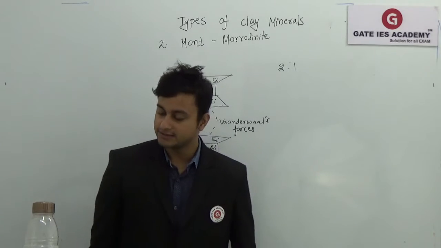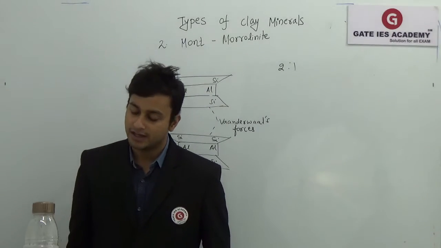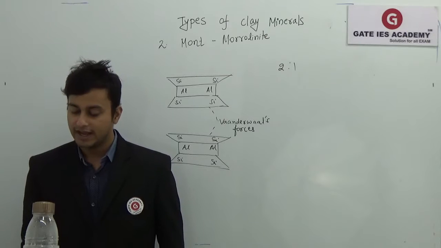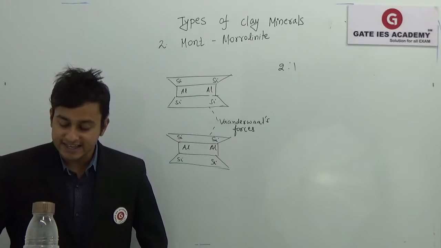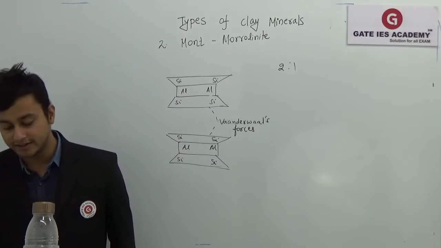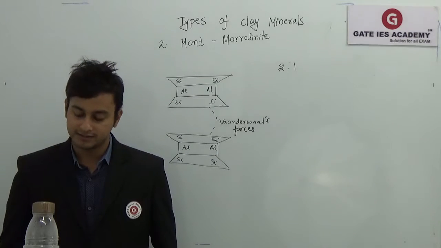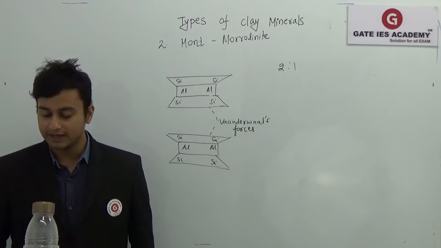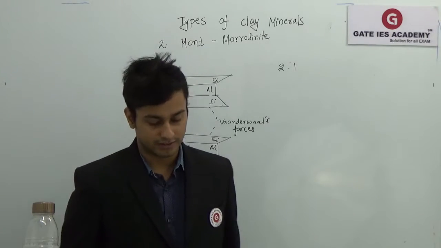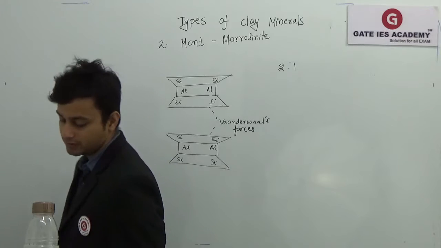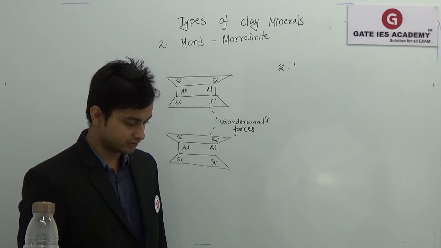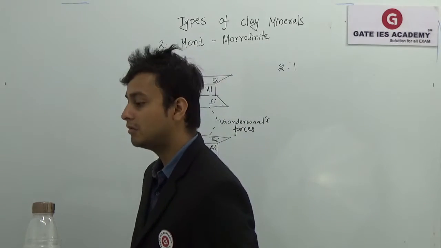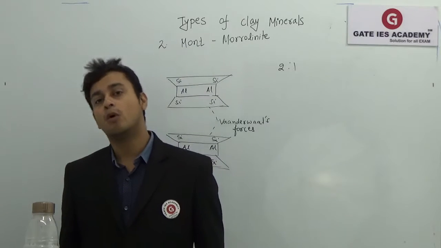hence a large quantity of water and exchangeable cations can easily enter between the layers, causing the layers to be saturated. Full stop. Because of the above conditions, Montmorillonite is the most active mineral.